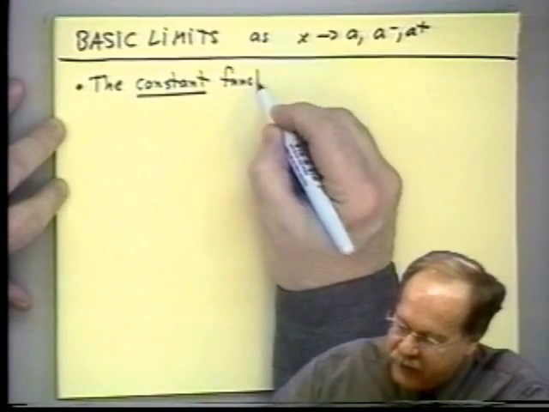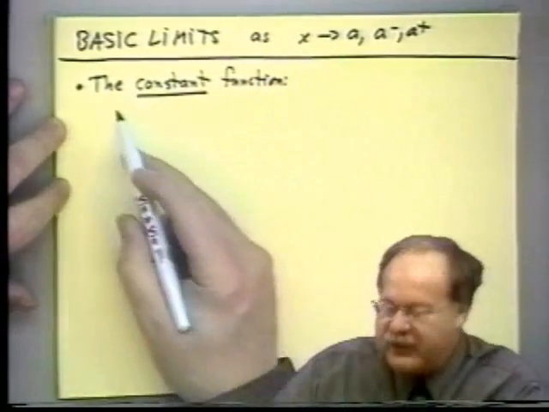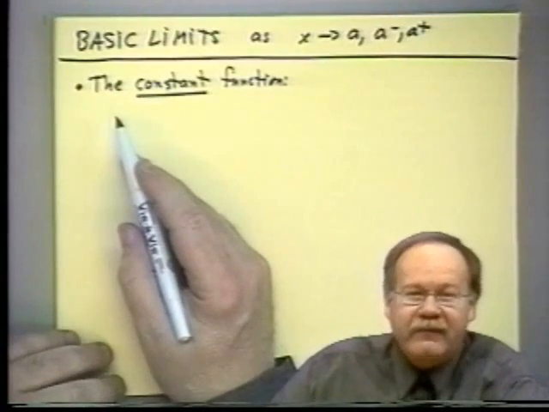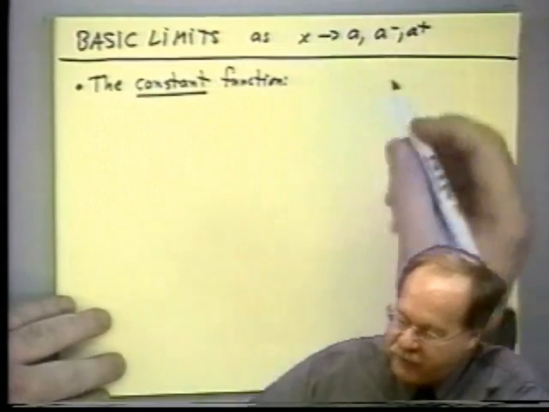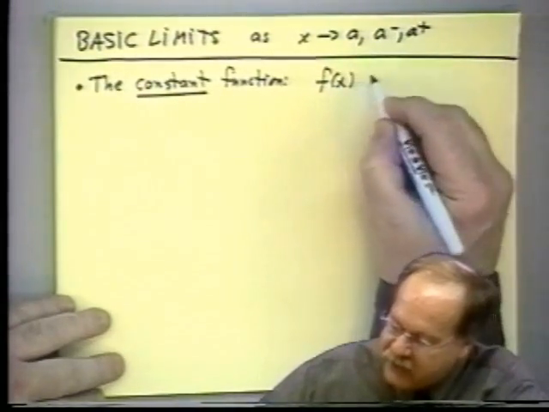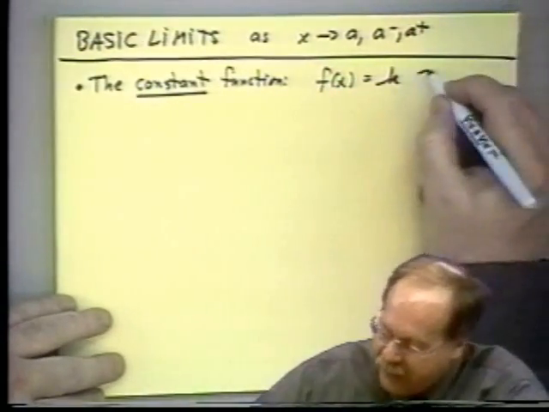Suppose we consider the constant function. Now we say the constant function, but really there are an infinite number of constant functions depending on what constant you use. The constant function has the form f of x equals k. Now k is a constant.